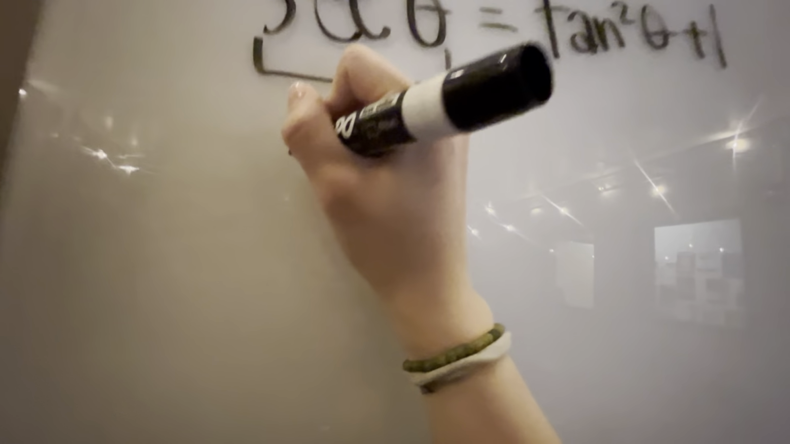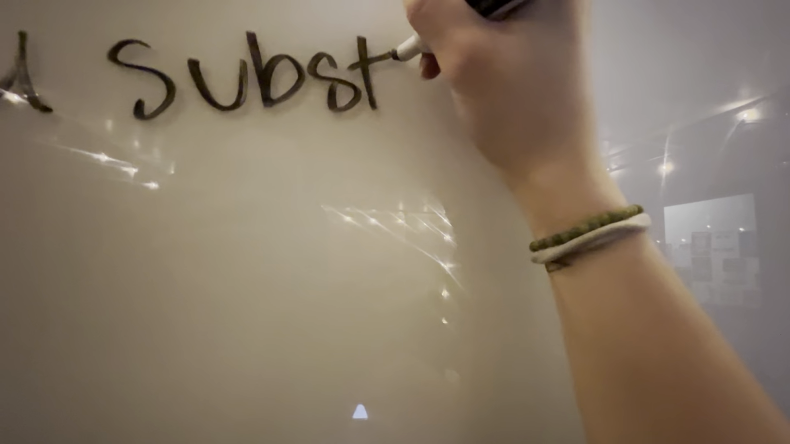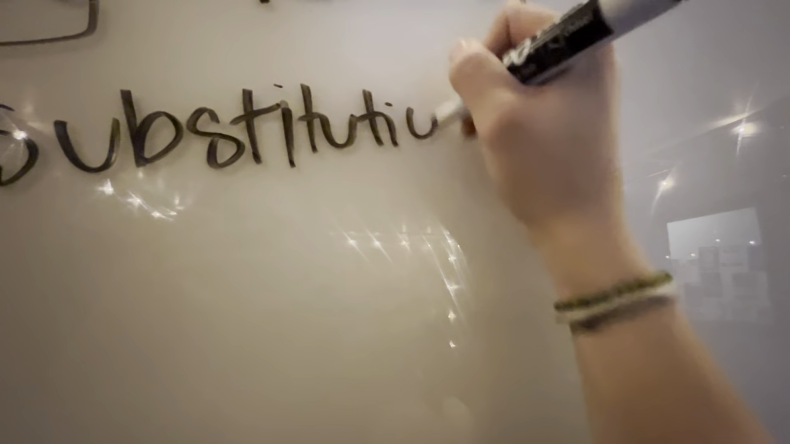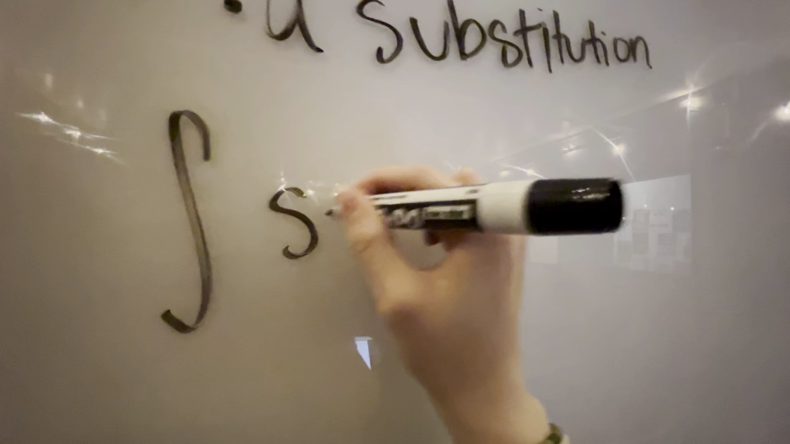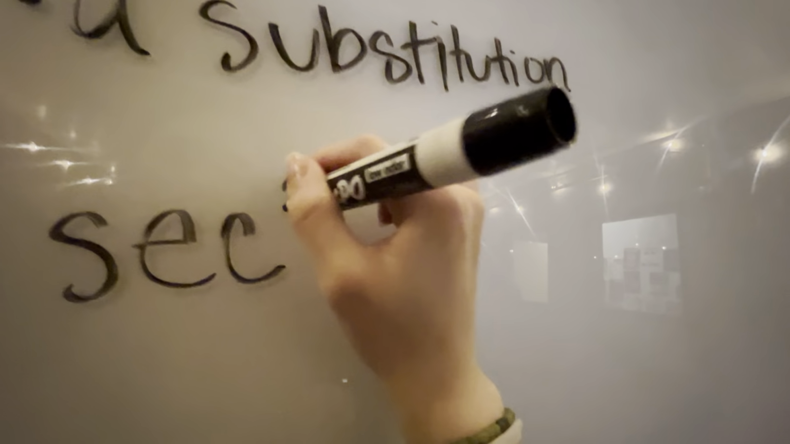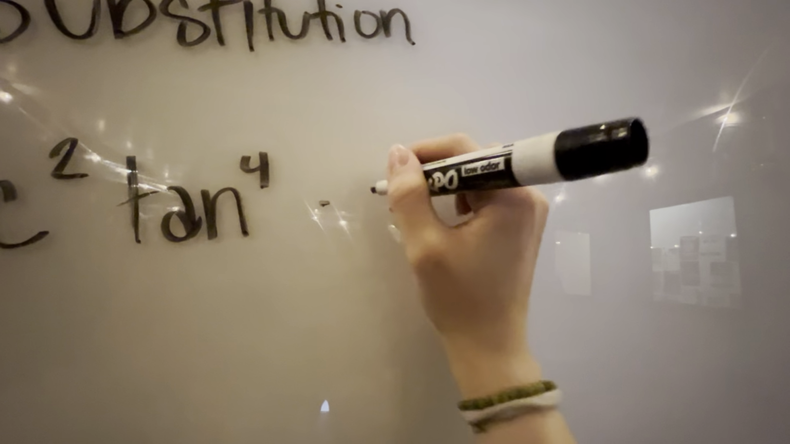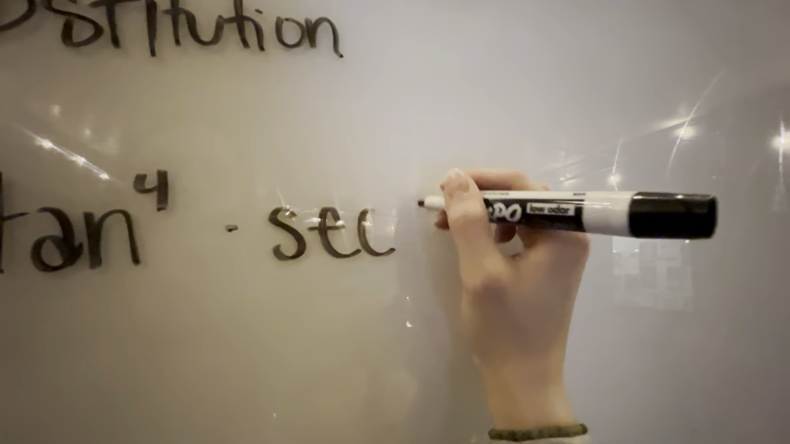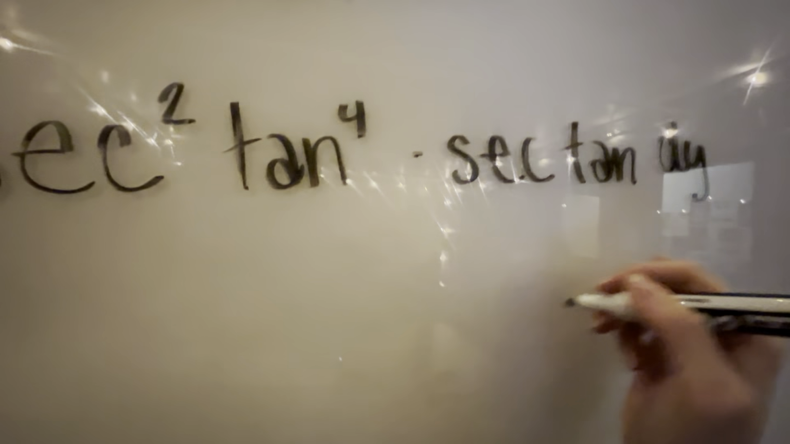With using u substitution. And we're gonna do integral and we're gonna separate them in between each other. So secant squared tangent 4, and then it's gonna be secant tangent. I suppose I should have added the y's, but yeah.